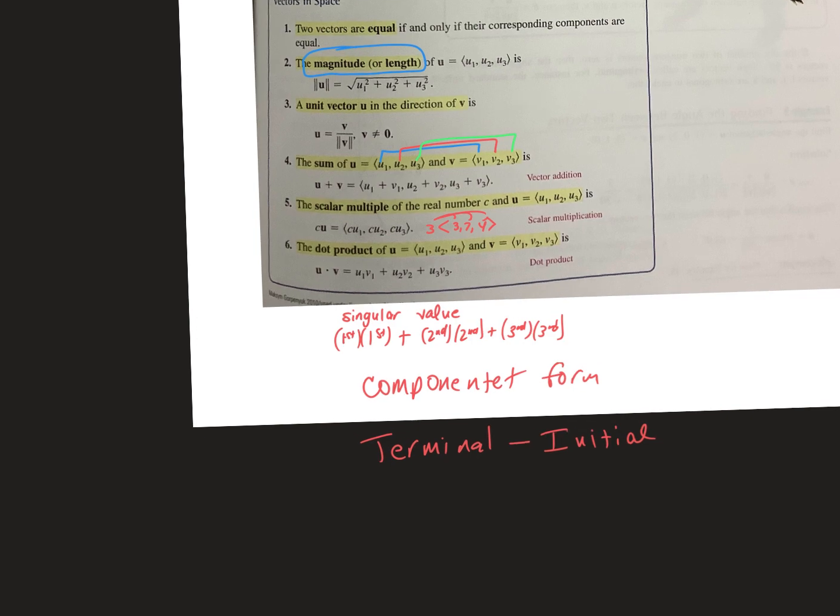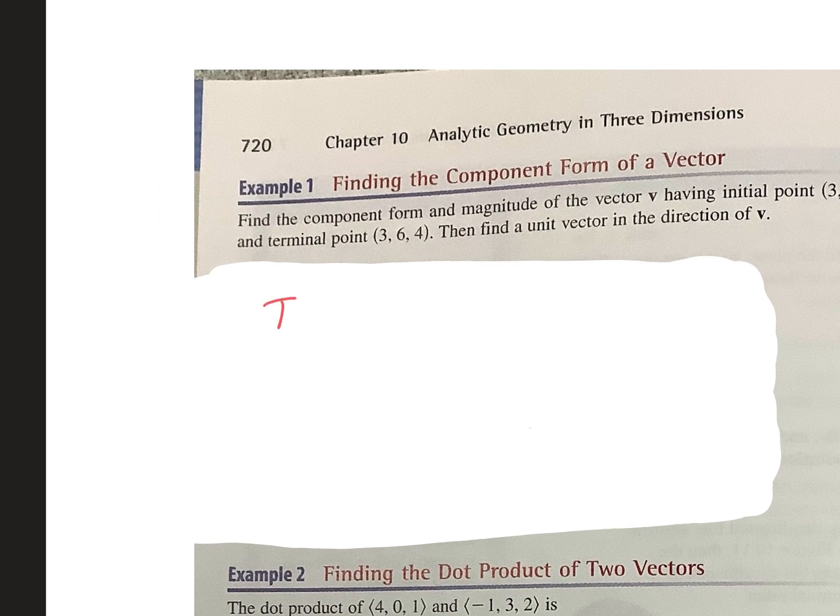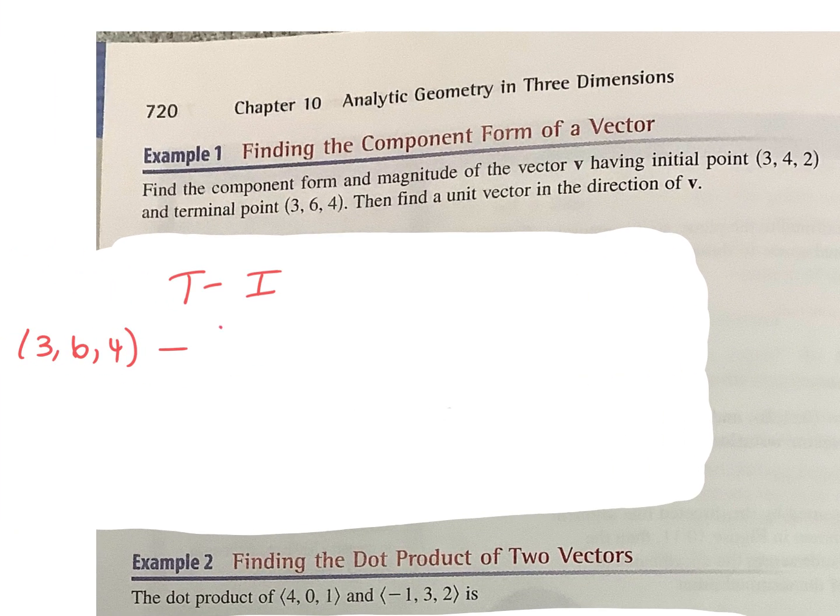So let's just go through some examples. Obviously, I took this from a book because we didn't have the PDF of it, so that's why it looks a little janky. It says find the component form and magnitude of vector v, having the initial point and the terminal point. So how do you find component form? It's terminal minus initial, correct? So what's the terminal point? 3, 6, 4, minus, what's your initial point? 3, 4, 2? Everybody with me?